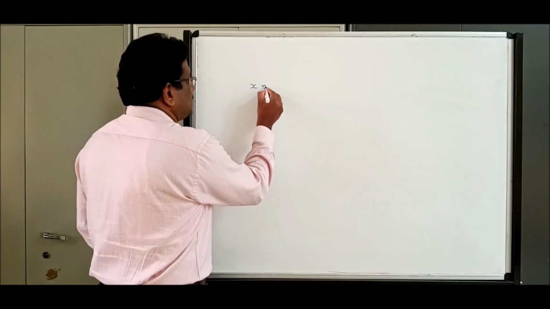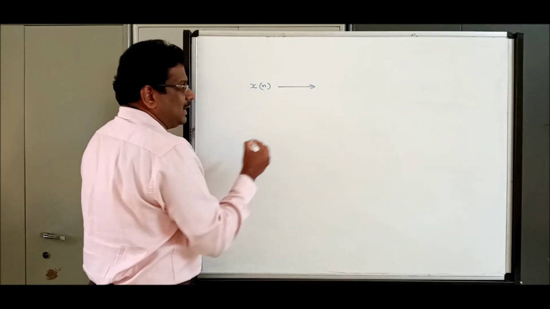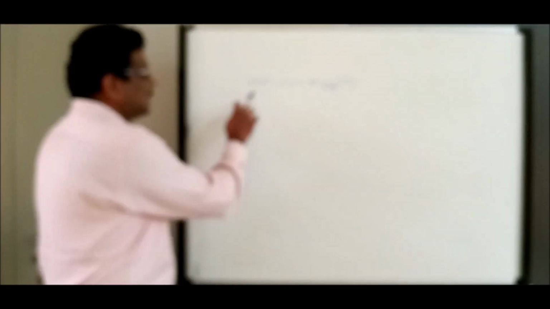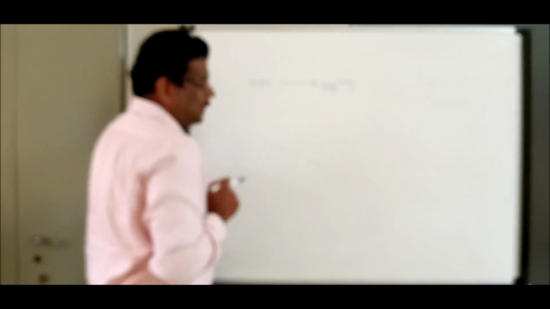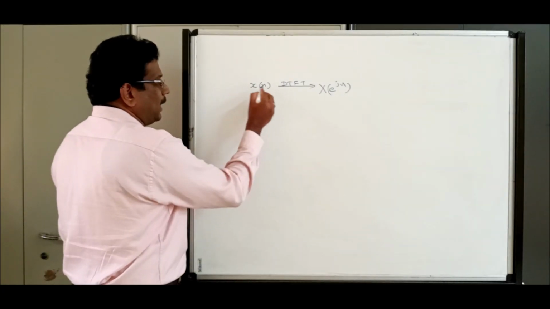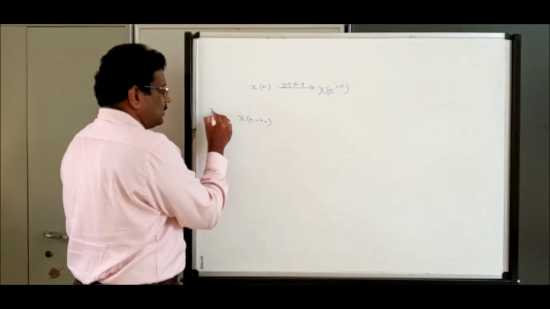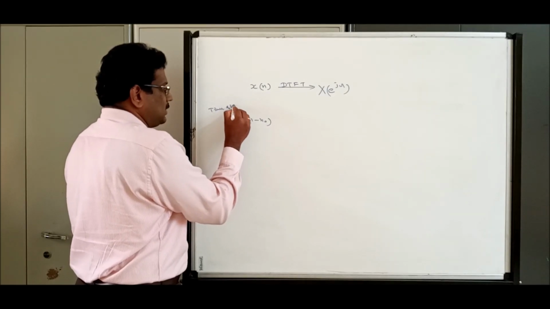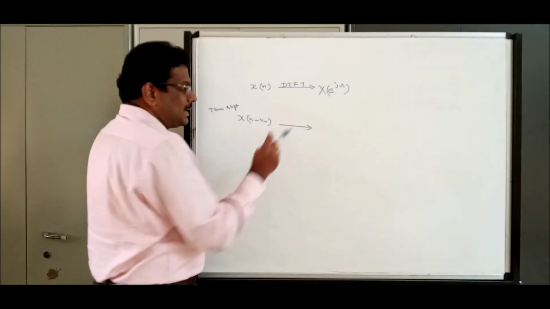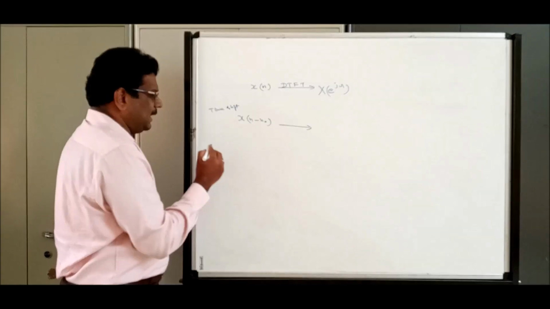Let us say x of n is time domain. When we do DTFT, I will get X of e power j omega. So this is time domain and this is frequency domain. Now I am doing DTFT. In time domain, if you do shifting, this is called time shift. So please do remember, this is called time shift. In frequency domain, some effect will be there. Please do remember. What is the effect, we will see later.